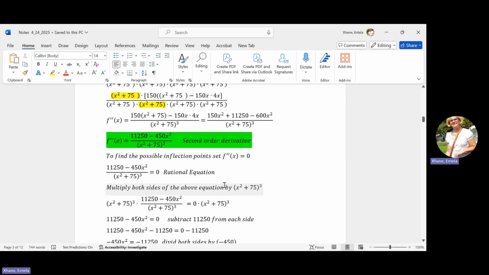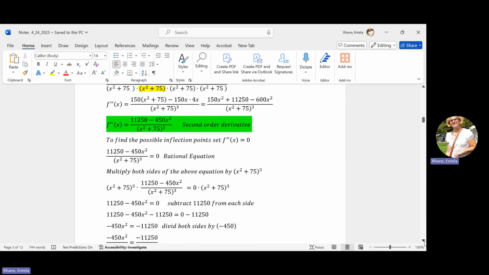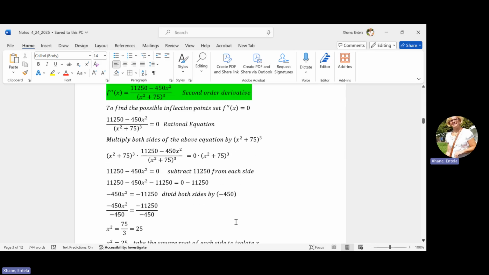So we solved this the same way we solved the first rational equation. So we set the second order equal to 0, to find the possible inflection points. And then we eliminate the denominator by multiplying both sides by the given denominator. So multiplying by the denominator will eliminate the denominator on the left-hand side. So the only thing remaining is the numerator, which is 11250 minus 450x squared. But on the other side, due to the multiplication by 0, the right-hand side becomes 0. So I'm going to subtract 11250 from each side, and then divide both sides by negative 450.